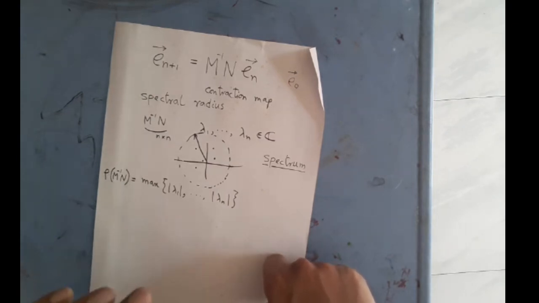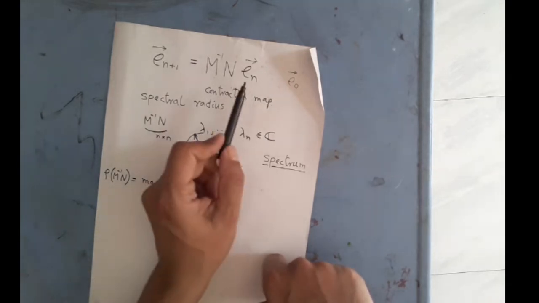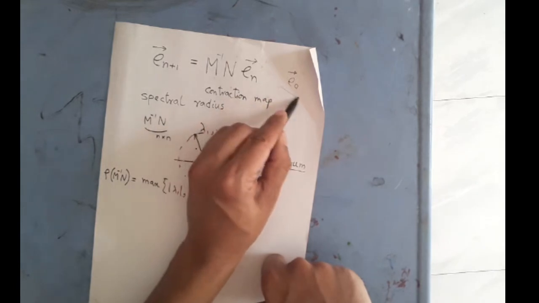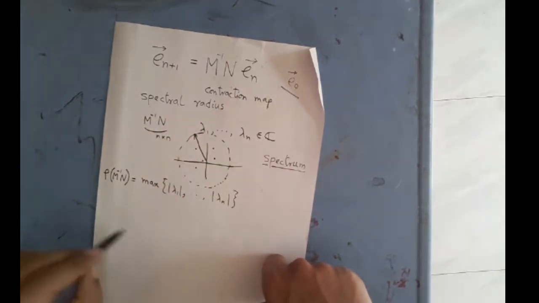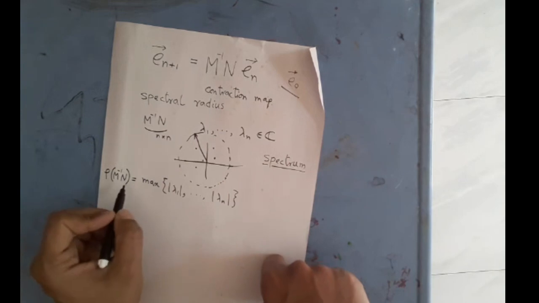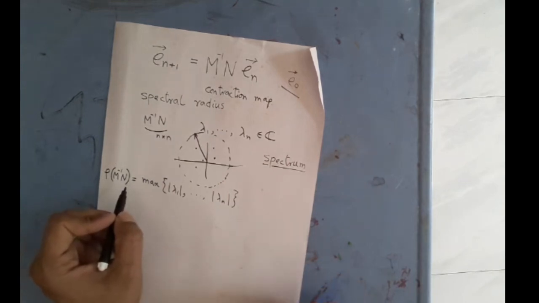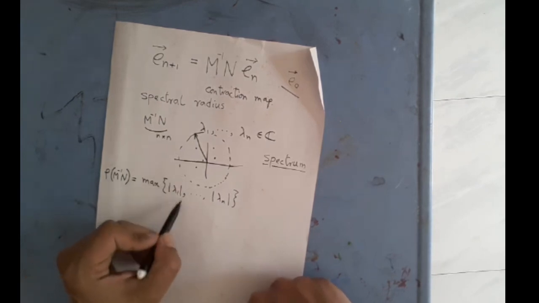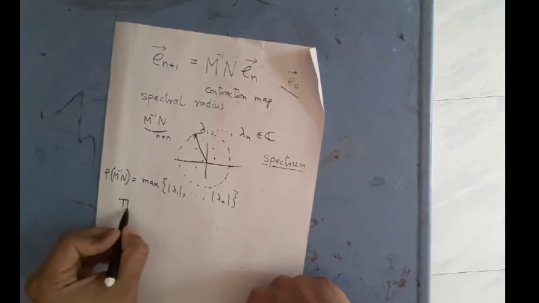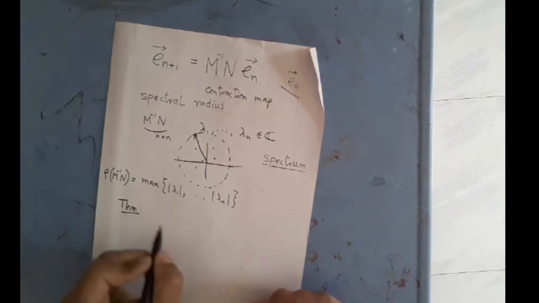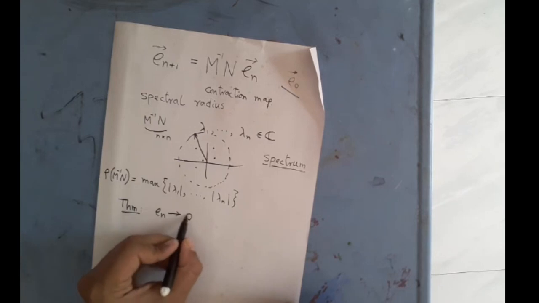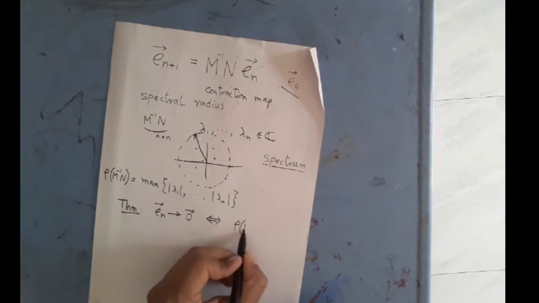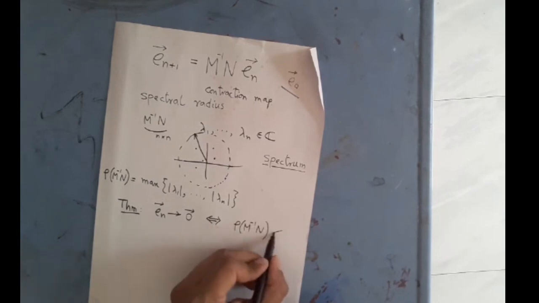Now a necessary and sufficient condition that En will converge to 0 irrespective of what E0 you start with is that the spectral radius must be strictly less than 1. Clearly the spectral radius has to be greater than or equal to 0 because we are taking modulus. So that's the theorem, that En will converge to 0 if and only if the spectral radius is strictly less than 1.